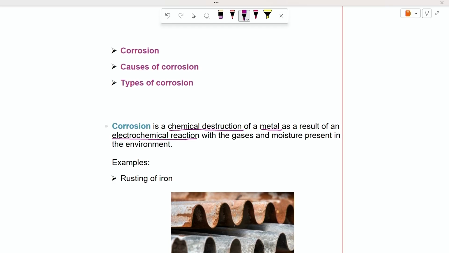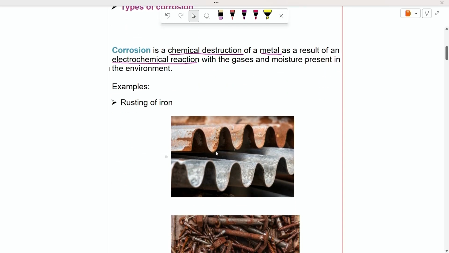For example, let us see some examples with a picture. First one is the rusting of iron. You can see that the metal gets rusted. This is the unrusted iron substance, and at the top you can see the brown patches. They are the rust formed on the iron metal surface. So, of the two metals, the first one is not corroded, the other one is a corroded one.